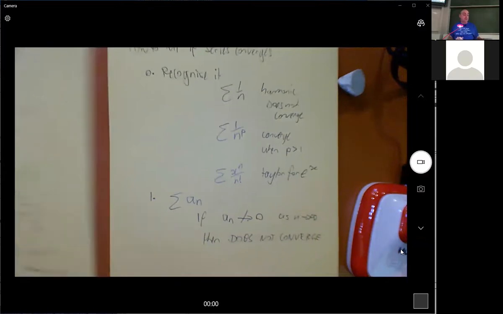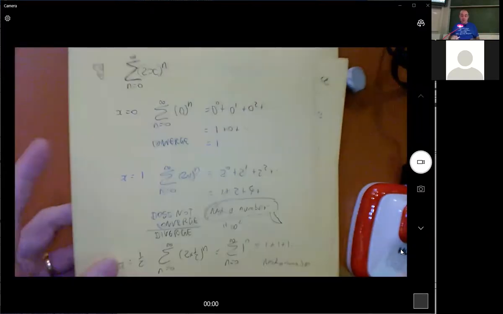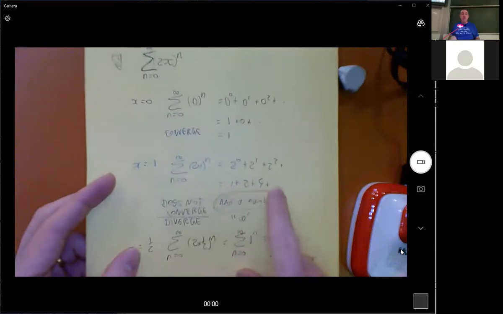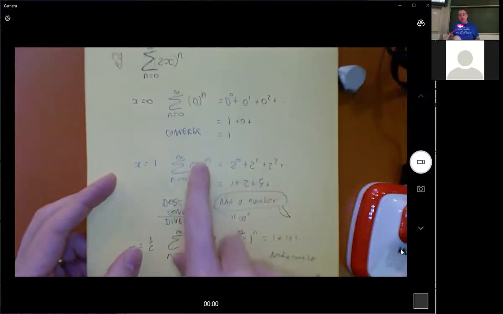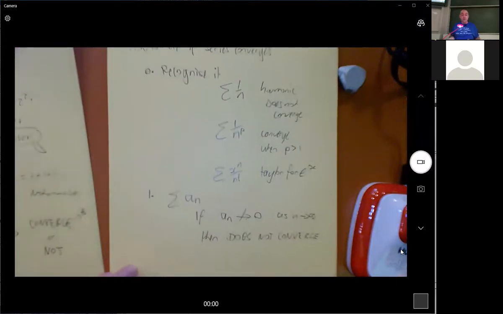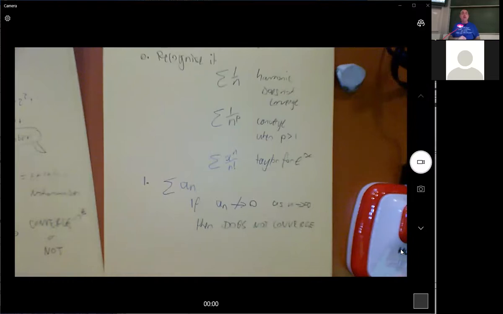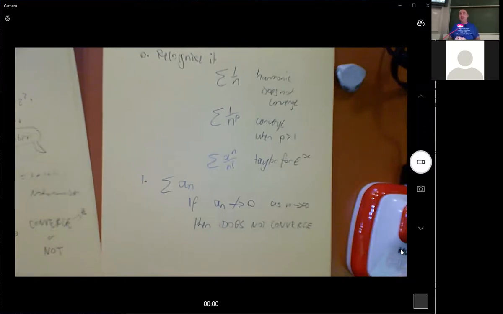All right, so that's how I knew this one, for example, doesn't converge, because the individual terms, each of them gets bigger and bigger. It doesn't go to 0 as n goes to infinity, so it doesn't converge. This does not tell you when things do converge, it only tells you when they don't. So if AN does go to 0, it might converge or it might not. Sorry. But if it doesn't, it definitely does not converge.